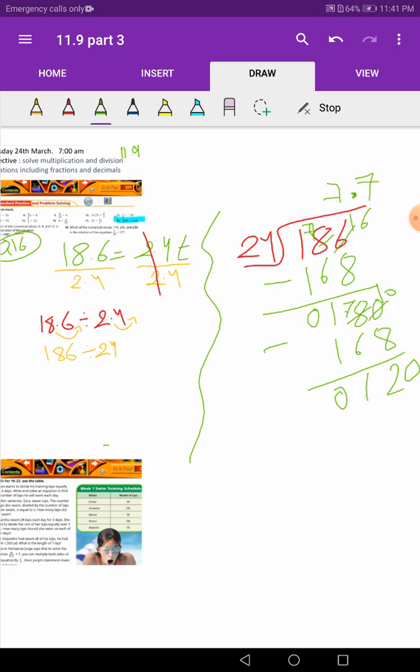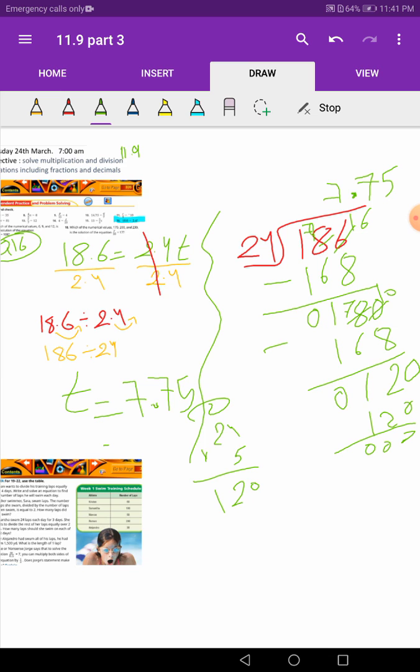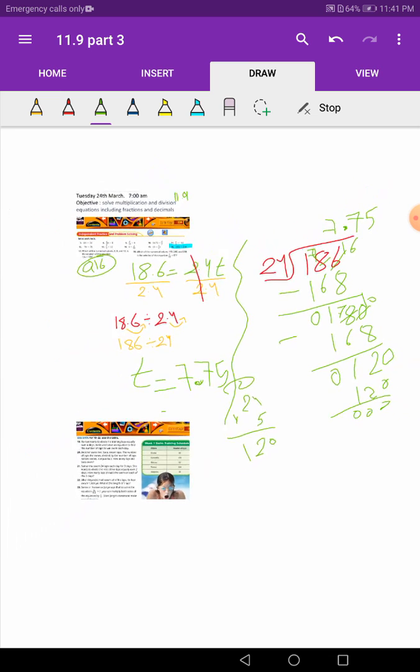And divide again. How many 24s are there in 120? There are 5. Let's check. 24 times 5. 5 times 4 is 20. 5 times 2 is 10 plus 2, 12. So 120. And that's it. So the value of the variable t equals 7.75. Remember, nothing is hard. You just need to practice.